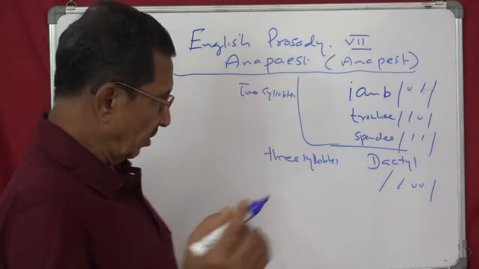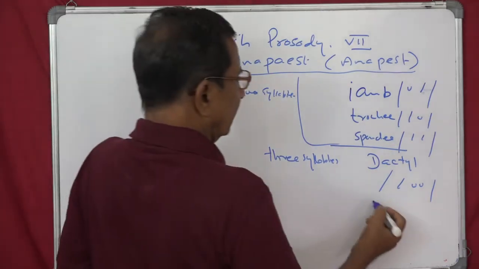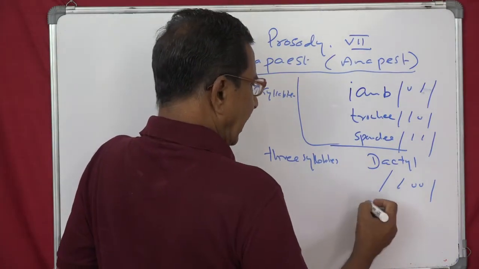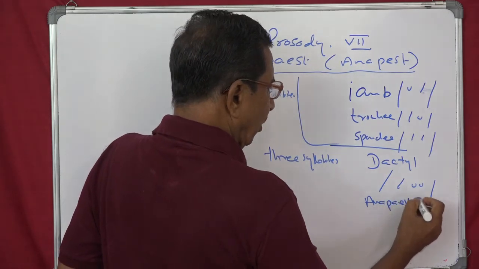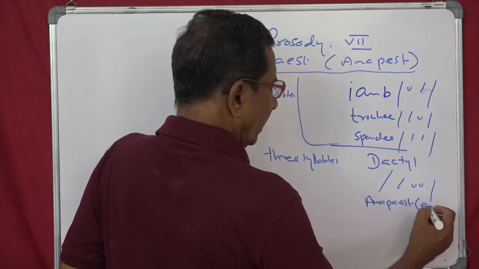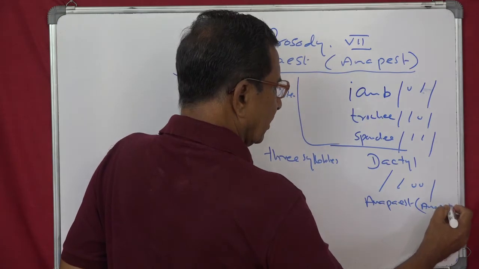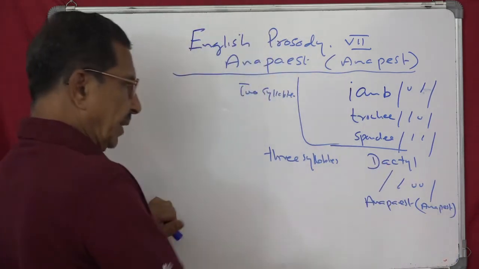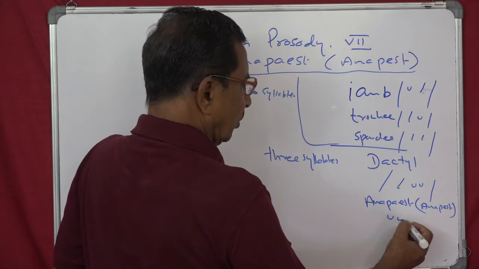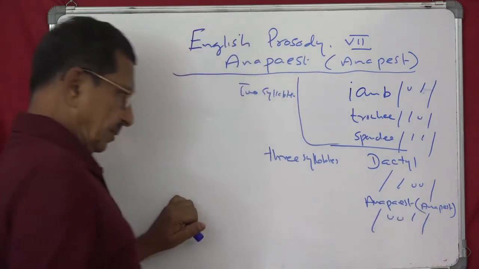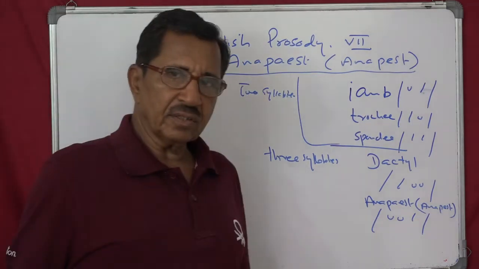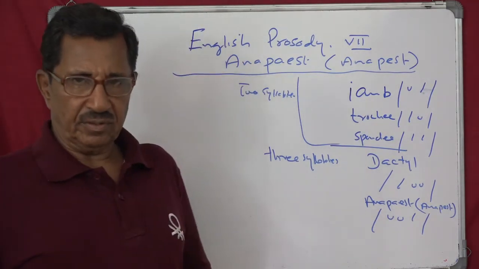Poetry. We already saw that. And the next one is Anapaest, spelled A-N-A-P-A-E-S-T or A-N-A-P-E-S-T. Both spellings are there. Opposite of dactyl, that is two short and long. Again, that is three syllable foot. So two syllable foot and three syllable foot.